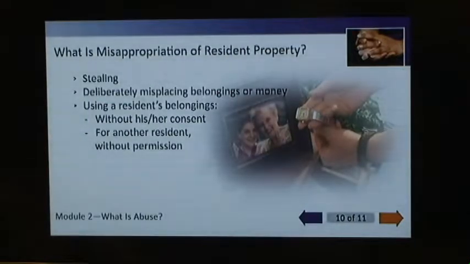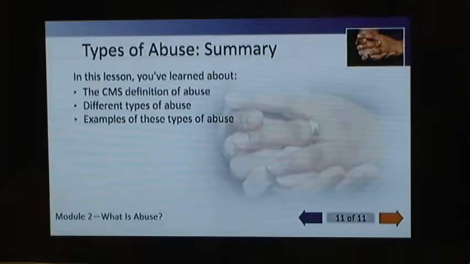What is misappropriation of resident property? This could include stealing, deliberately misplacing belongings or money, using a resident's belongings without his or her consent, or for another resident without the resident's permission. So, to summarize, you've learned about the CMS definition of abuse and the different types of abuse, and examples of these types of abuse.